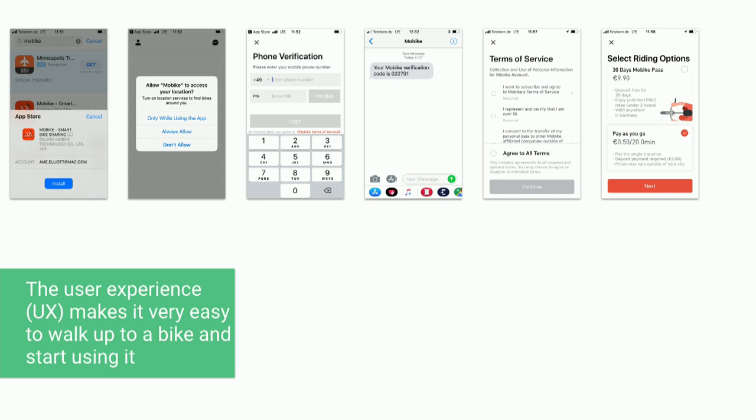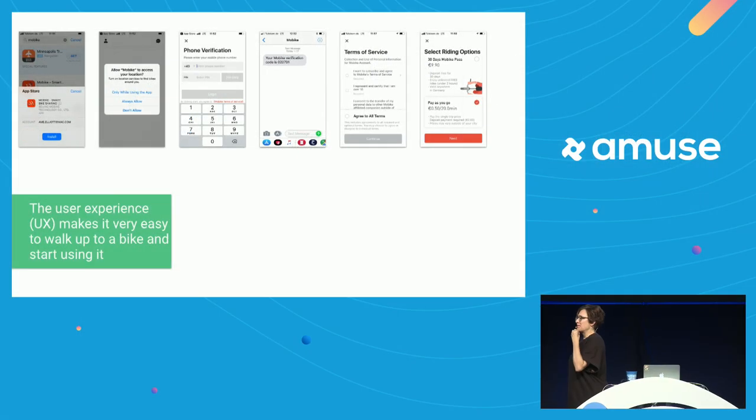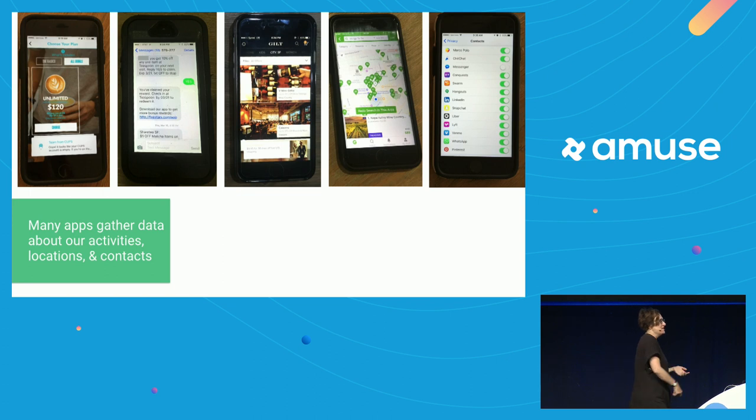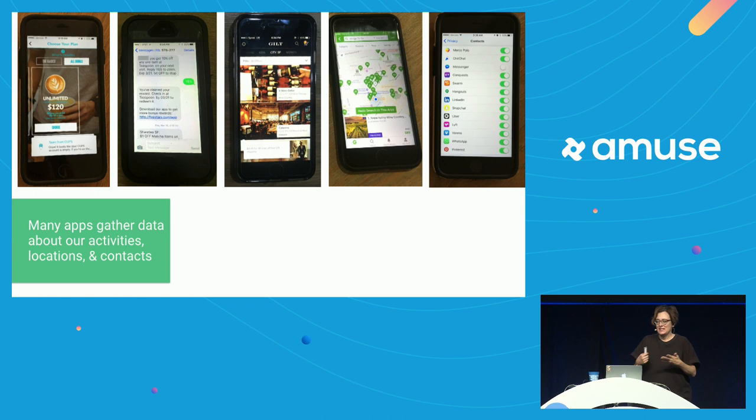And I don't want to particularly shame or criticize Mobike specifically. I think that it makes sense for everyone, no matter what their products are, to ask questions about what data they're collecting. This is a series of screenshots from shopping and loyalty apps that were popular a couple of years ago in the San Francisco Bay Area, all kind of related to getting discounts on cups of coffee.